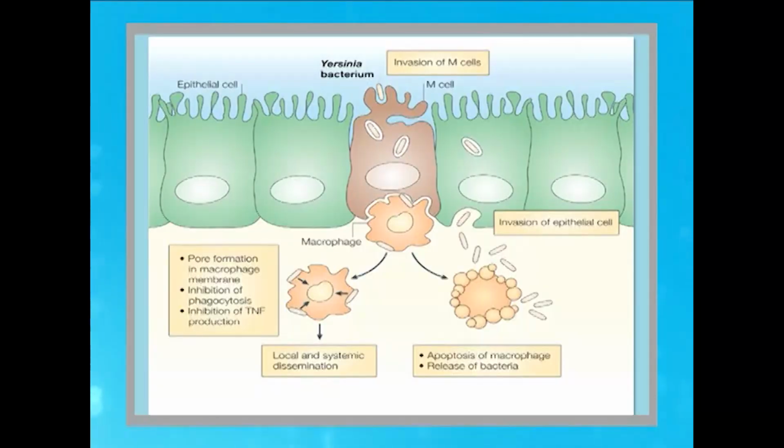Yersinia enterocolitica, like Shiga toxin and Salmonella, enters the human intestine through the M cells and ultimately reaches the macrophages present in the lymphoid tissue. They destroy the macrophages by forming pores or by inhibiting phagocytosis and then inhibiting TNF production. Ultimately, the macrophages die and the bacteria are released, which again enter the epithelial cells of the gastrointestinal tract and invade them, and therefore the whole lining of the gastrointestinal tract is affected.